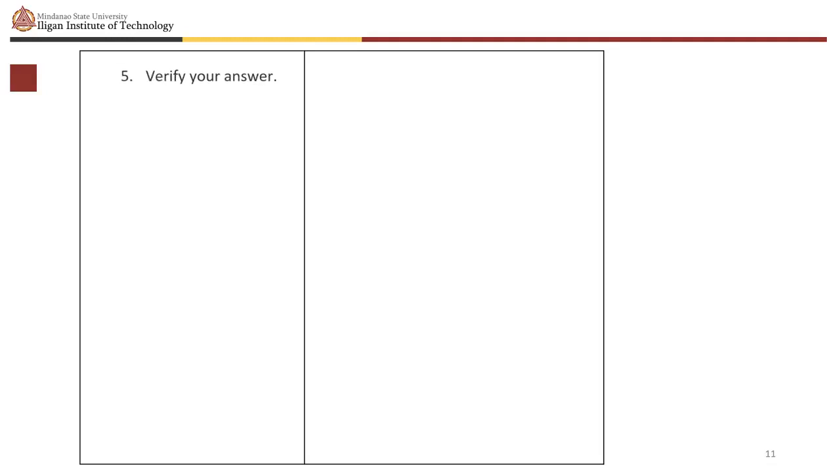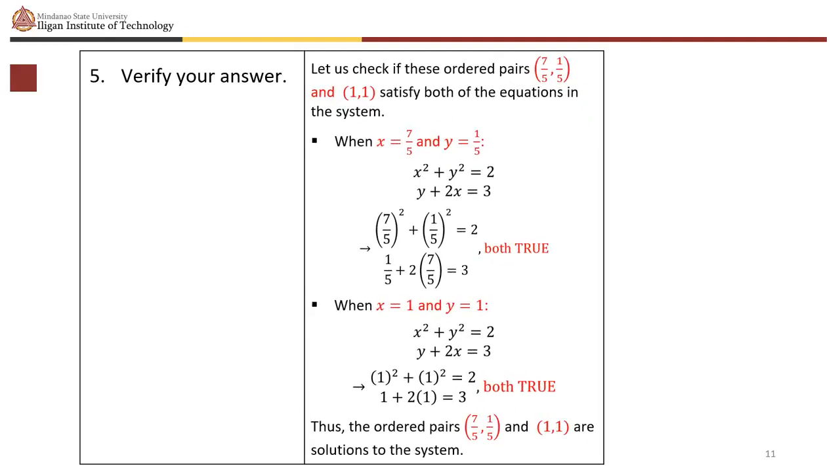So our last step is to verify whether we have the correct answer or not. Let us check if these ordered pairs (7/5, 1/5) and (1, 1) satisfy both of the equations in the system. When x is equal to 7/5 and y is equal to 1/5, we have the following: x squared plus y squared is equal to 2. We check whether this will give us a true statement or not.